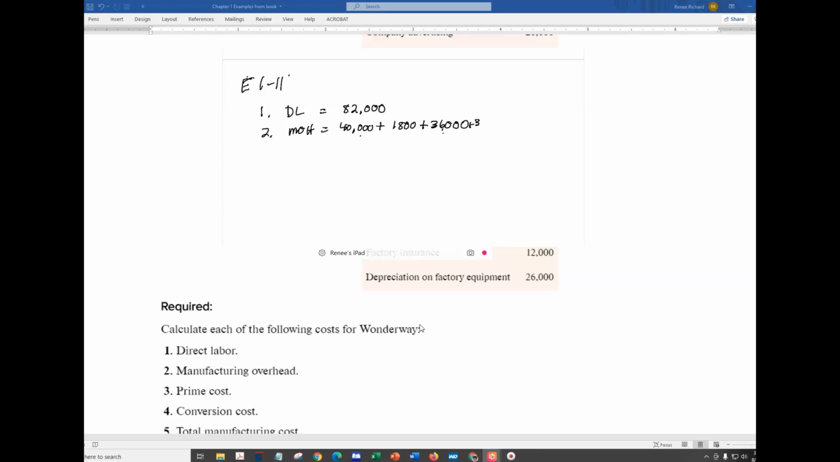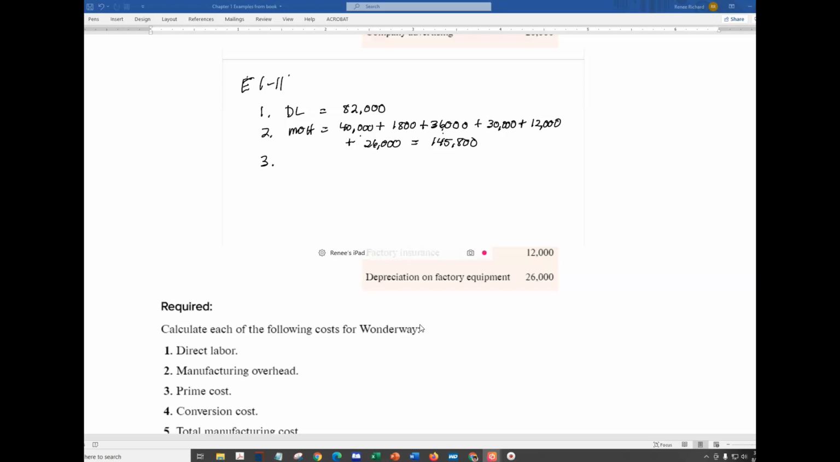30,000, oops, I'm getting sloppy here. 30,000 is the production supervisor's salary. 12,000 is the factory insurance, and 26,000 is the depreciation on factory equipment. And that would total 145,800 for manufacturing overhead.